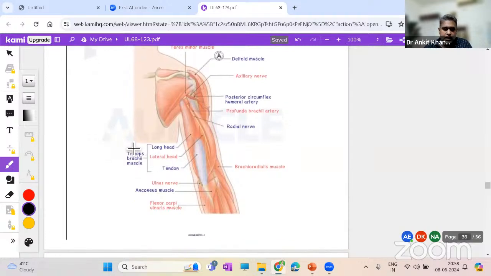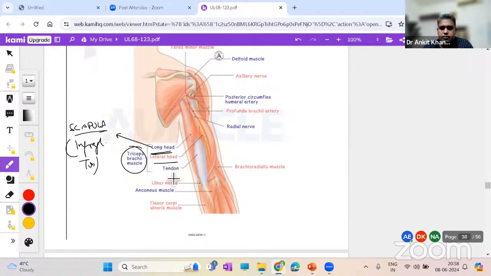Now, triceps will have 3 heads. There's a lot of confusion, so here's how to remember the 3 heads. It's simple. The long head over here is coming from the scapula, from the infraglenoid tubercle. And the other two heads, the lateral head and the medial head, are coming from the humerus. The nerve that is traversing them is the radial nerve along with the profunda brachii artery.